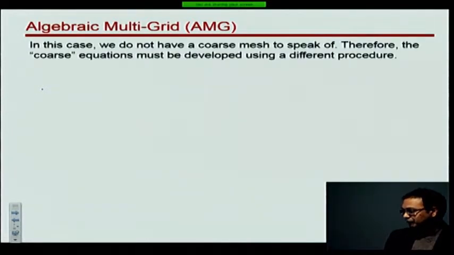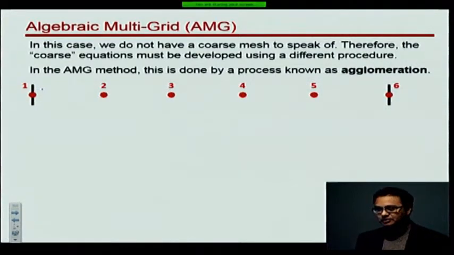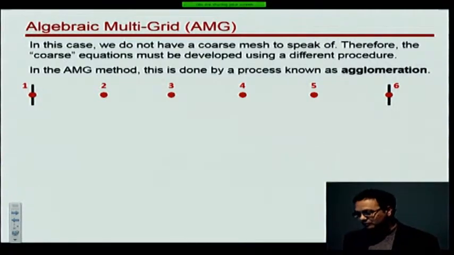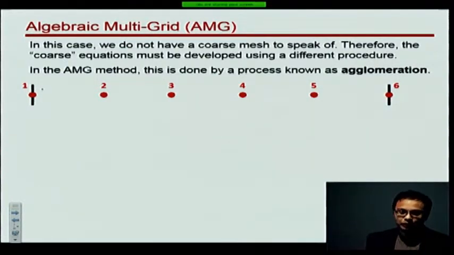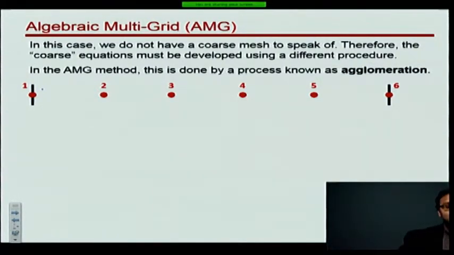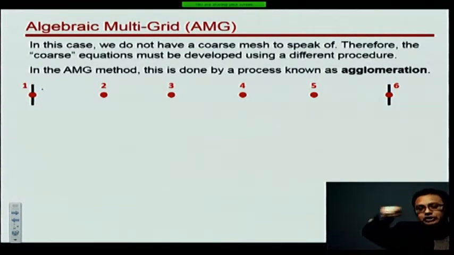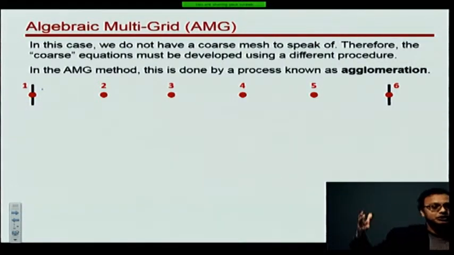So we don't have a coarse mesh. How do we get it? This is done by a process known as agglomeration. Agglomeration is just a fancy word for saying we want to combine nodal equations. Remember, if you have a set of equations, suppose I have 5 equations, you can always add equations 2 and 3, and instead of writing equation 2 and 3, you write equation 2, and then you replace equation 3 by the sum of equation 2 and 3. That's a perfectly valid approach, right?